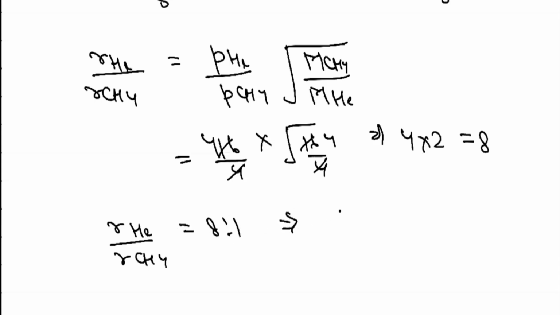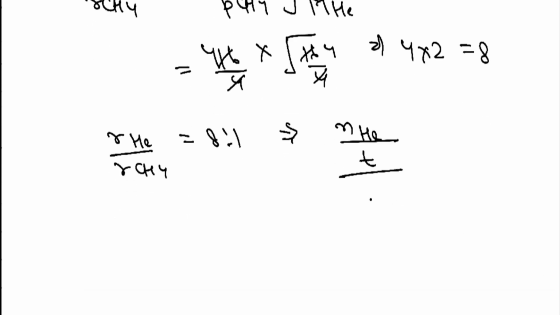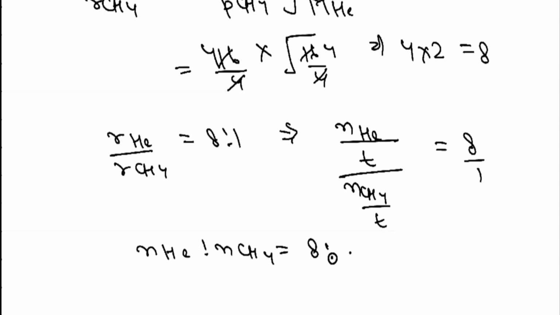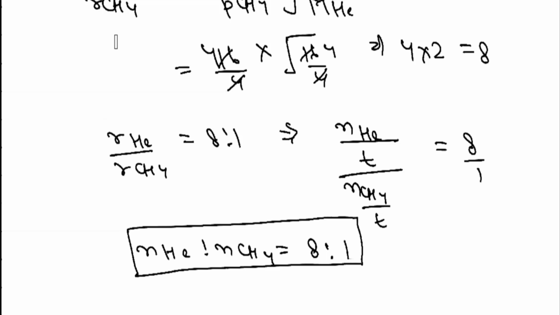And we can also write R helium as moles of helium upon time, because both gases are diffusing at the same time. So this becomes N CH4 by time. So this is 8/1. So from here we get N helium to N CH4 is equal to 8:1, which is our required relation. So the answer of this question is 8:1. Thank you.